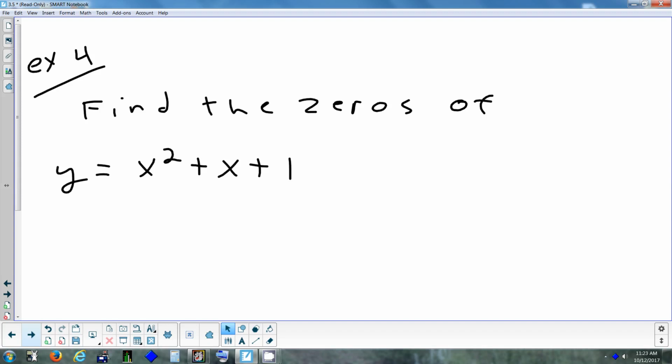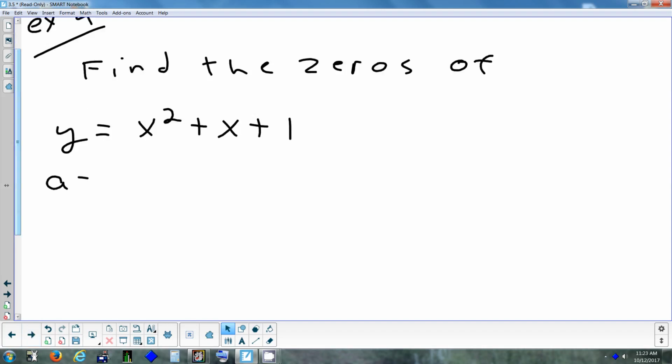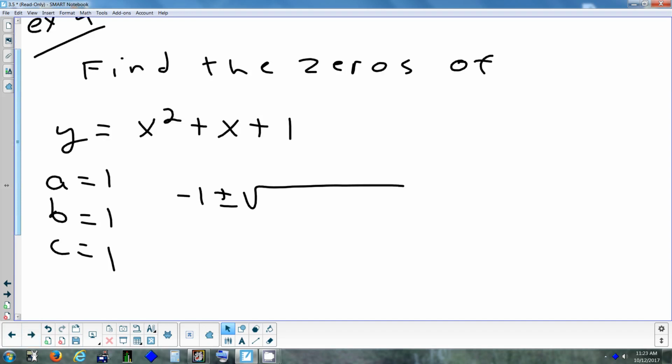This doesn't factor. You can't find two numbers that multiply to give you 1 and add to give you 1. It's not going to work. So let's try factoring and see what happens. Let's try the quadratic formula. Brooke, what's a, b, and c here? 1, 1. Yeah, they're all 1. So fill it into your formula. Negative b plus or minus the square root of b squared minus 4ac, all over 2a.